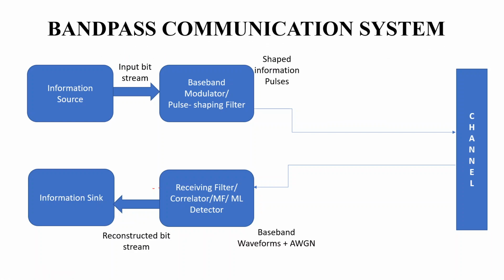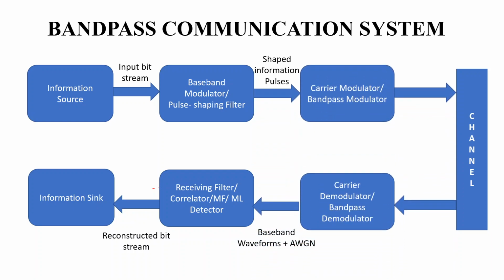Now coming to the bandpass communication system. We will see that after baseband modulation or pulse shaping, we are going to feed the information not directly to the channel, rather we are going to pass it through a carrier modulator or a bandpass modulator. This can also be called up conversion. The process of converting the baseband information into the bandpass frequency is called up conversion.